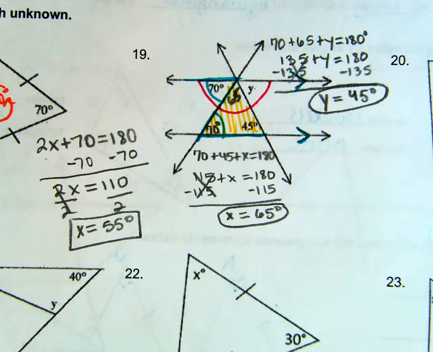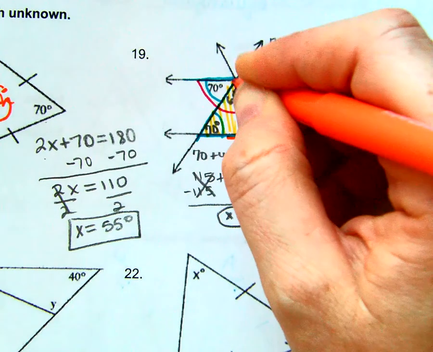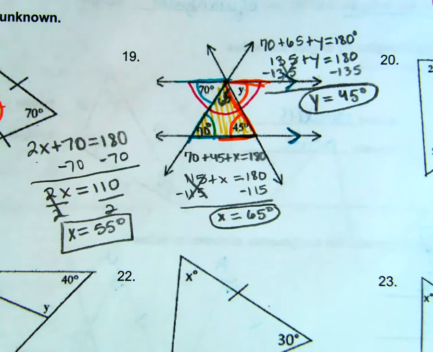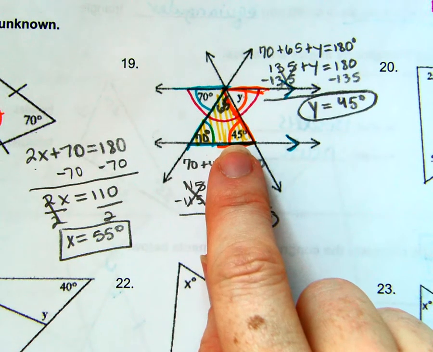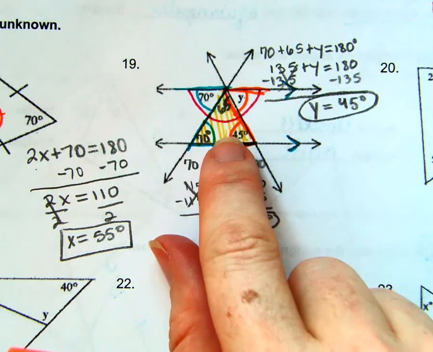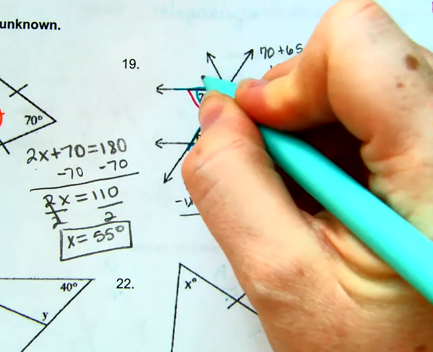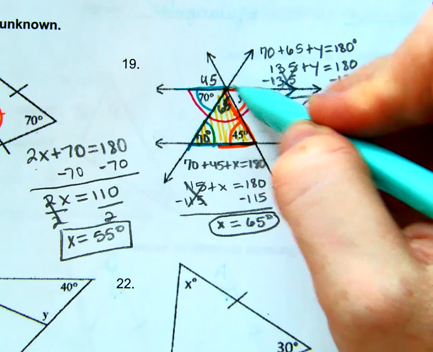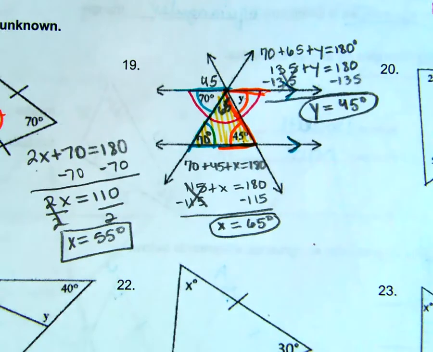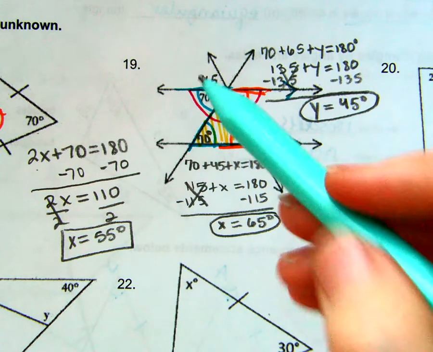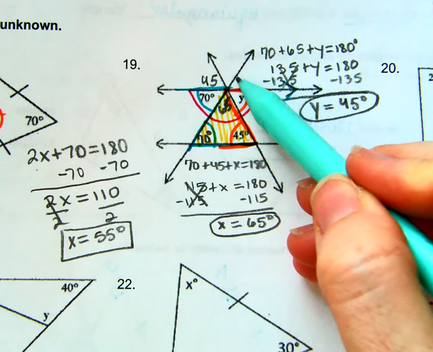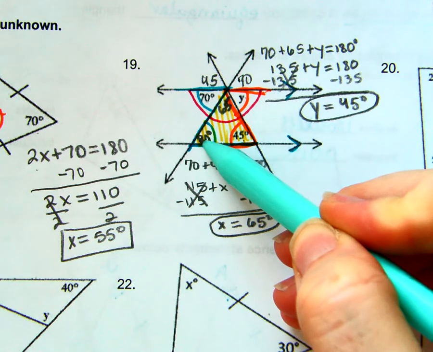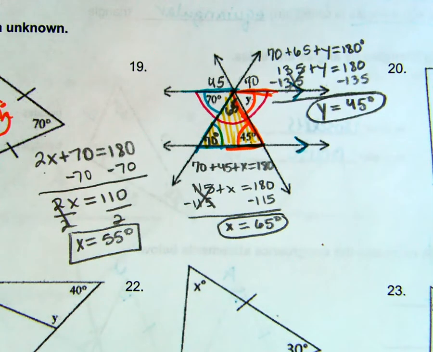But also I could have kind of recognized an alternate interior relationship right here with y and 45. So there's a lot of ways I could have worked this problem. And fourth period did corresponding angles. So because you know this one's 45, you know this one's 45 because they're corresponding. And because you know this is 45, y has to be 45 because they're vertical. So there's lots of things that you could look at here. The same would happen with the 70. So 70 could bump up here to 70, and then 70 and 70 are corresponding there. So lots of things you can do.